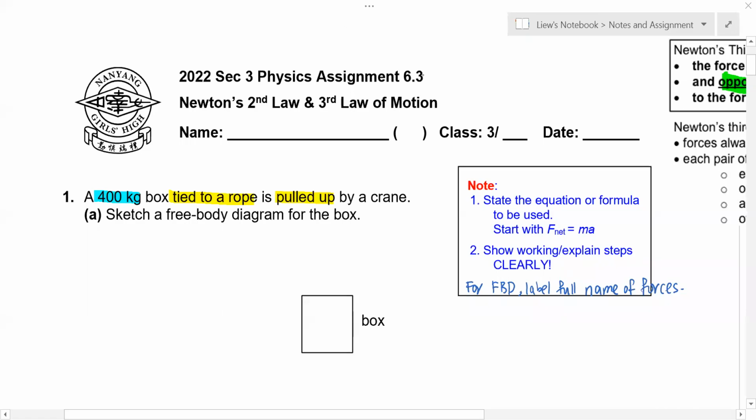Today we are going through some hints on how to approach the questions in assignment 6.3. This assignment mainly is on Newton's second law and Newton's third law of motion.